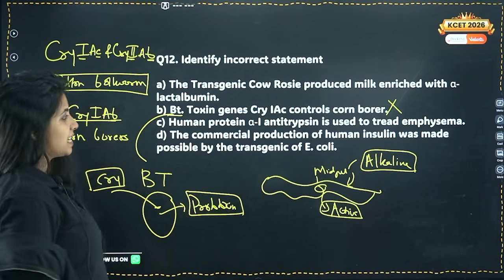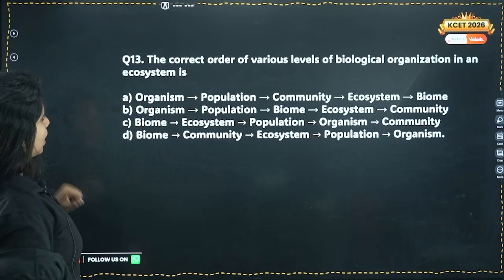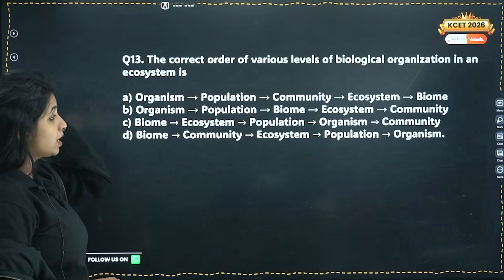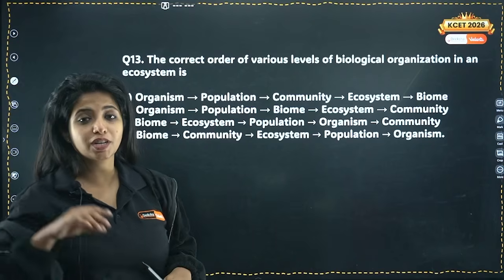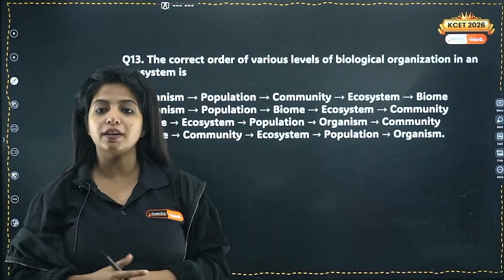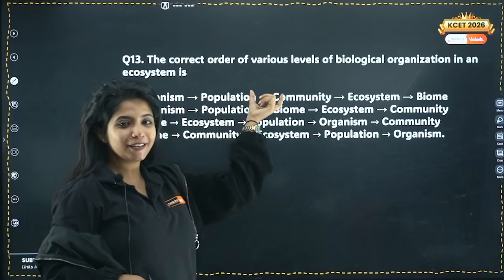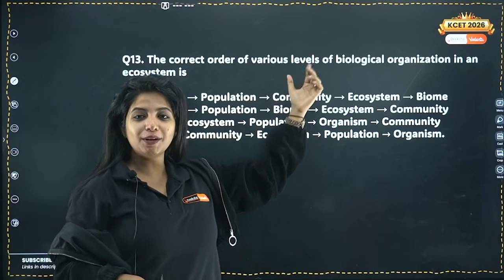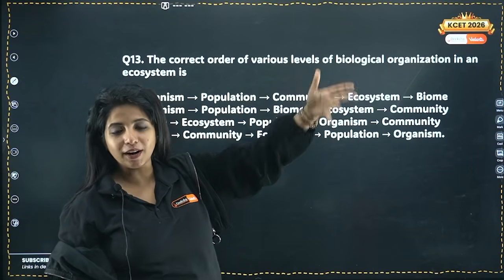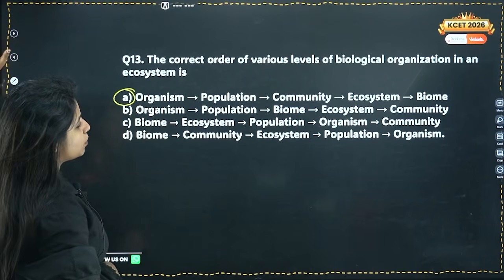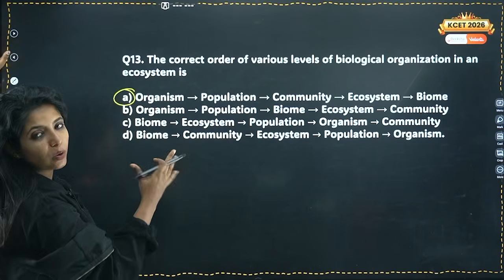Got it? Yes. Now, the correct order of various levels of biological organization in an ecosystem. This is one of the easiest questions out there. So what is the correct order? Organisms come together to form a population. Population forms a community. Community forms an ecosystem. Ecosystem forms what? Biome. And hence, I have got my answer. A is my answer for this particular question. Rest everything has it the other way around.